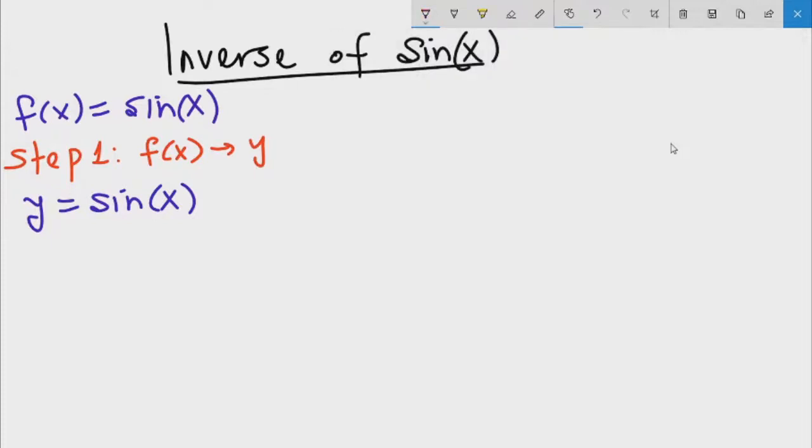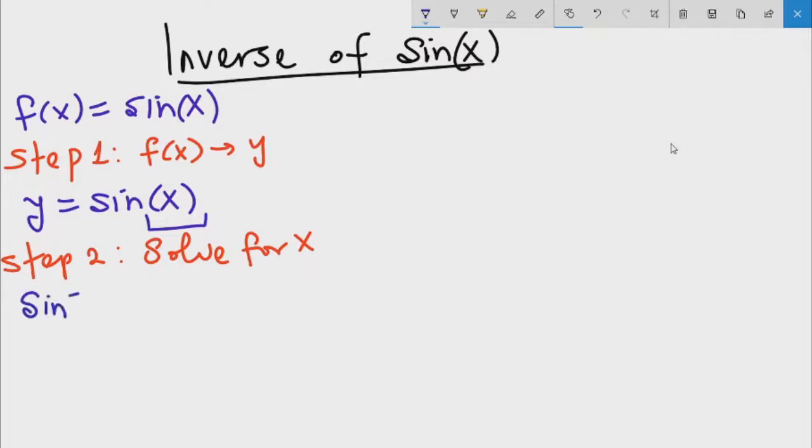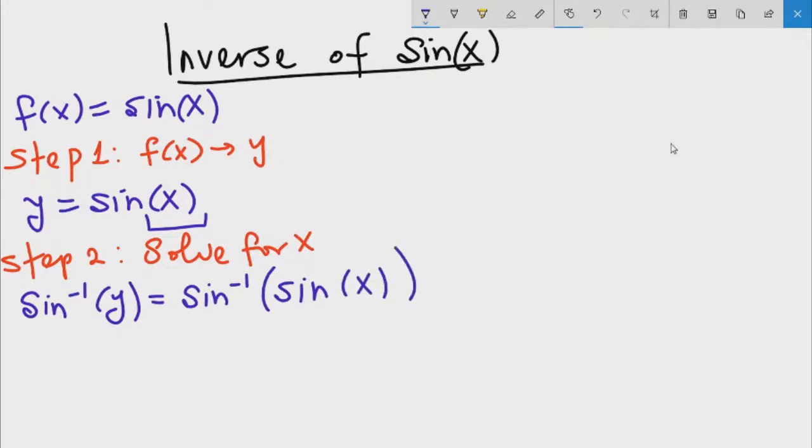Then the second step is to solve for x. To solve for x, we want to isolate this x. So we want to undo this sine. That is, we want to remove this sine from acting on the x. How we do that is to take the inverse sine. So whatever I do to the right, I have to do to the left. The inverse of sine, we take out sine. So on the right side, I'm going to only have x.